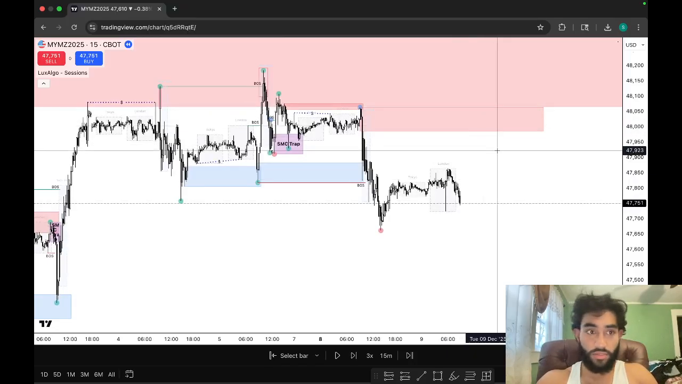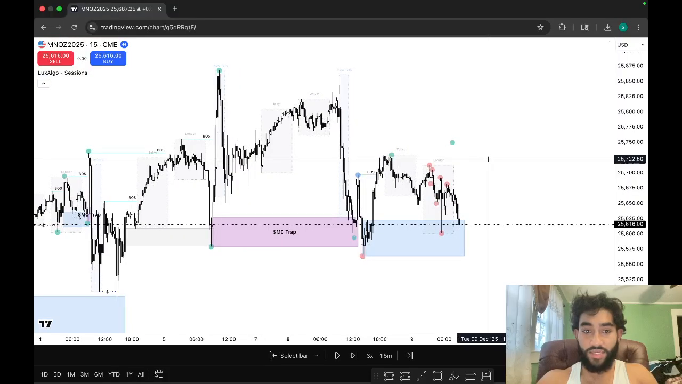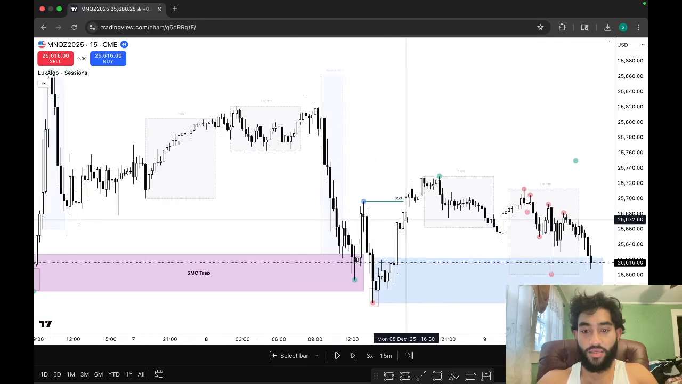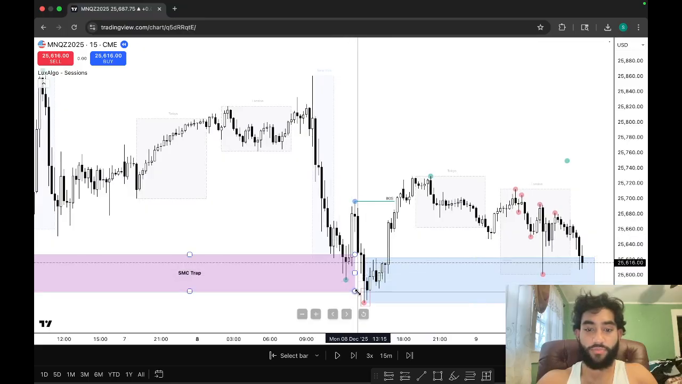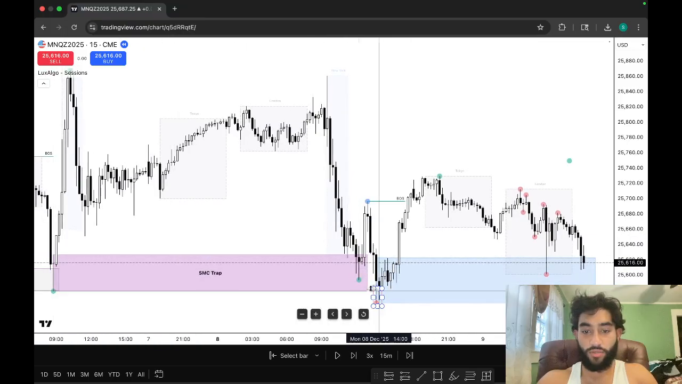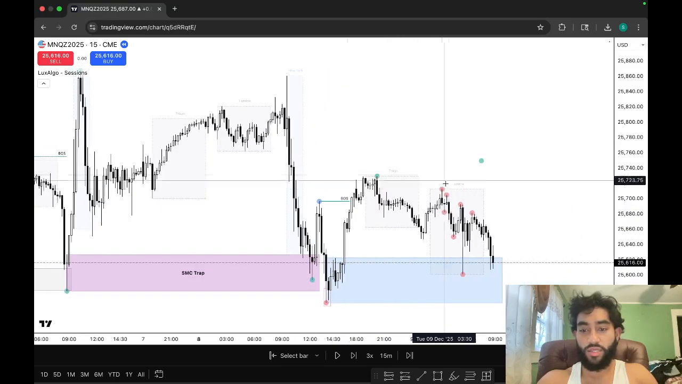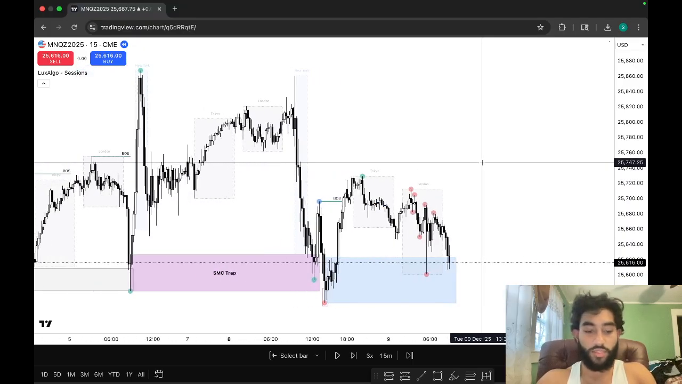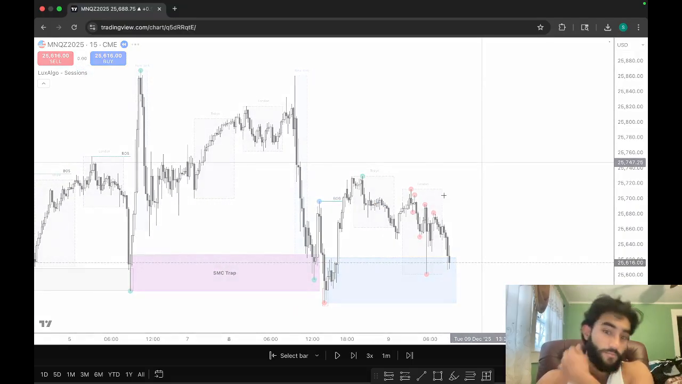Now let's see what the Nasdaq is up to. Nasdaq has swept this low of this demand. This was a low that led to this high. This zone got swept. It's a beautiful SMC trap. You can see this got swept. Price came down, formed a demand, formed a bullish break. So I was interested in looking for buys from here. However, I know I need to wait for lower time frame confirmations. So that's what I did.